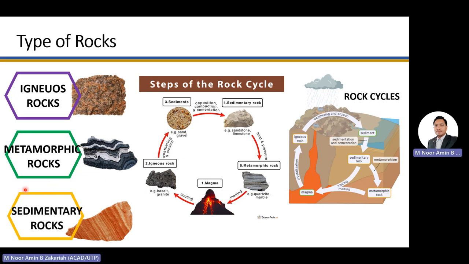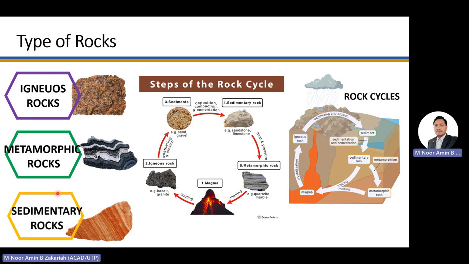Now we move into sedimentary rocks. Sedimentary rocks are formed from the accumulation of sediment. Sediments are bits and pieces of rocks, minerals or organic matter that are transported by wind, water, or even ice, glaciers for example. When sediments are deposited in layers, they can be compacted and cemented together to form sedimentary rocks. This one will be covered during your sedimentary class later.